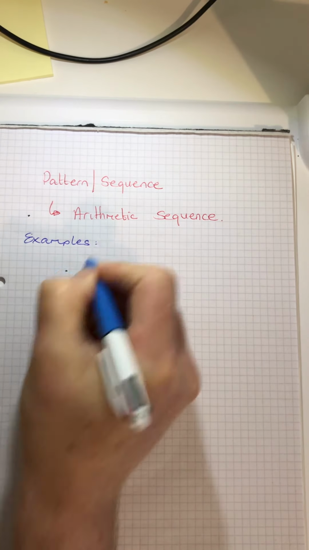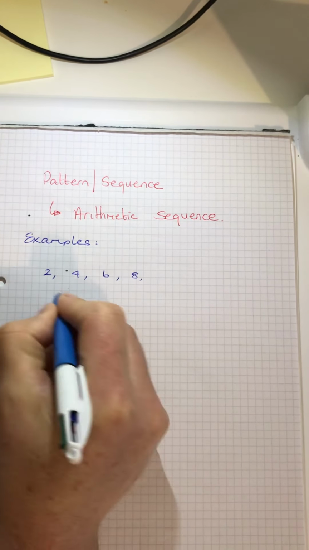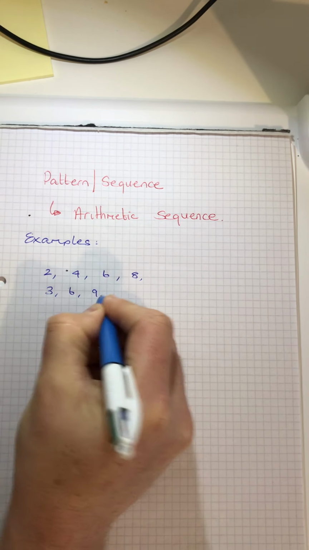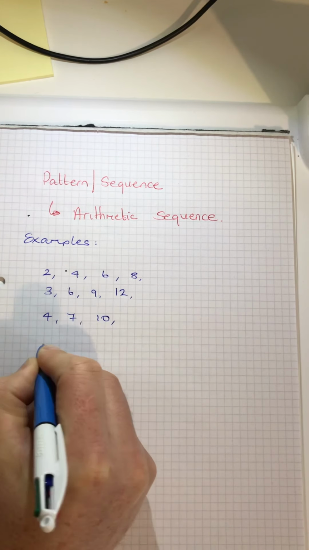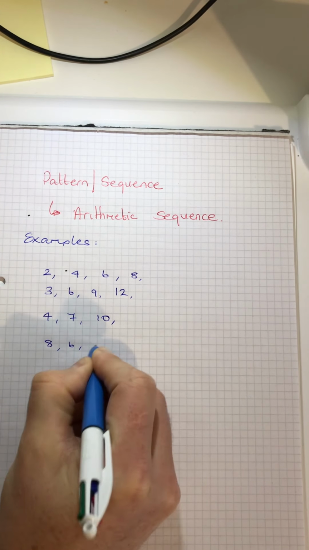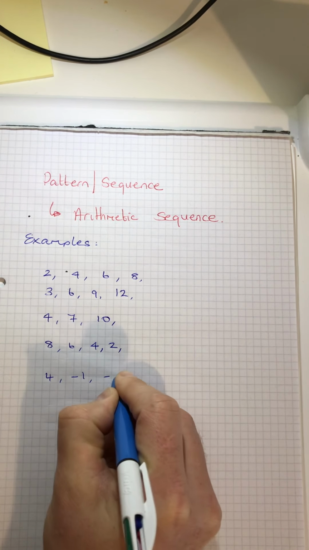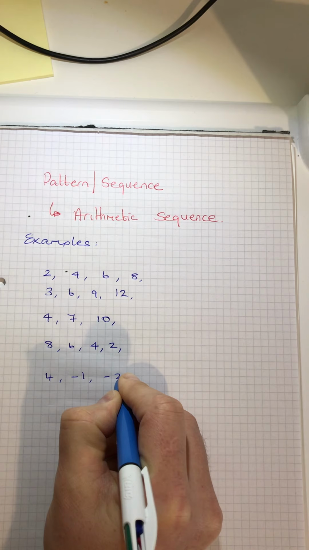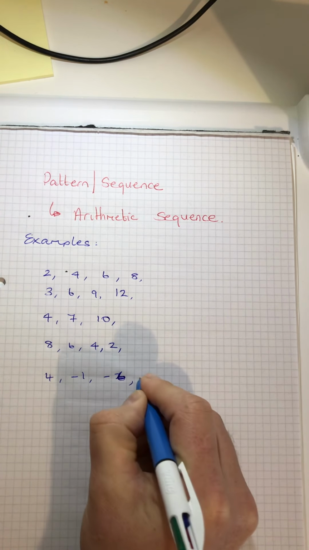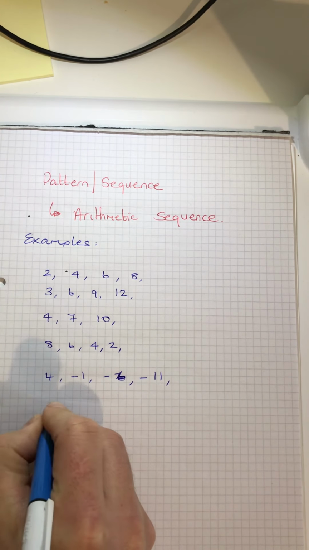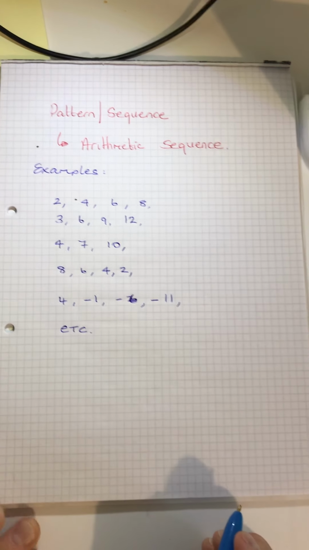2, 4, 6, 8; 3, 6, 9, 12; 4, 7, 10; 8, 6, 4, 2; 4, minus 1, minus 6, minus 11, etc. Okay, so all of those are arithmetic sequences.